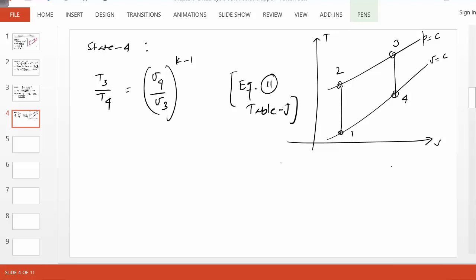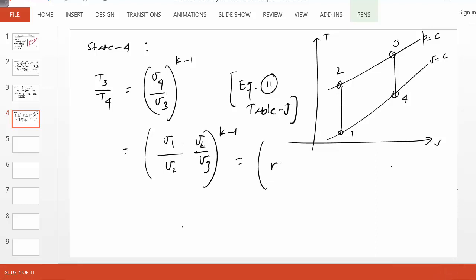So to find T4, we know T3 times V4 over V3. Notice V4 is the same as V1 because it's a constant volume line, but V3 is not equal to V2. So if we introduce a V2 here, it will be V2 over V3 to the K minus 1. And we notice that V1 over V2, this ratio of volume, is our compression ratio R.